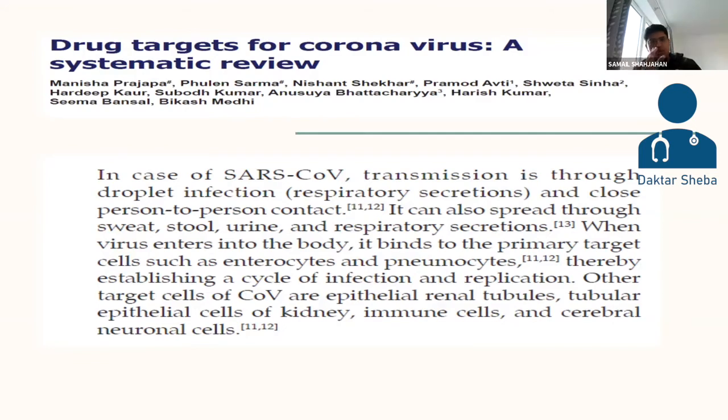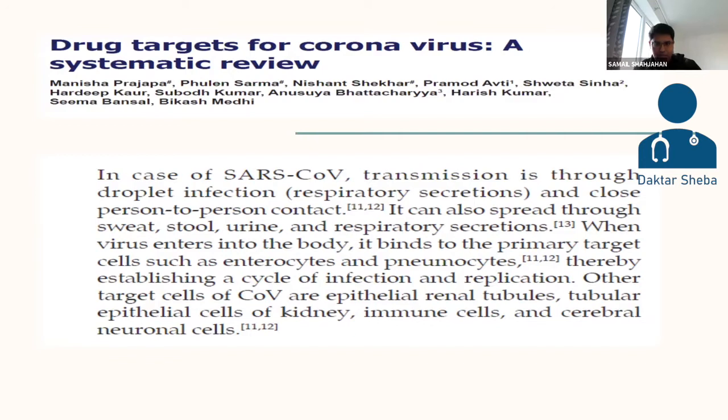Basically, this virus can affect all the body compartments we have. However, the route of entry is respiratory, but the primary sites are the lung and gut. That's why the most common presentations are respiratory symptoms or GI symptoms. However, it can spread through sweat, stool, urine, and other secretions. Every body cavity, every hole, has secretion. It can carry corona, and it affects all the systems of our body, including the immune system as well.